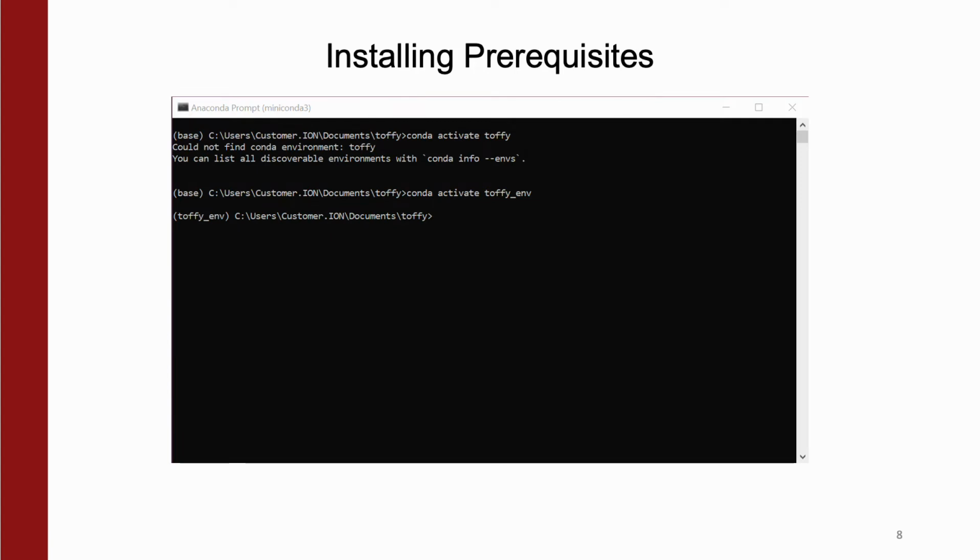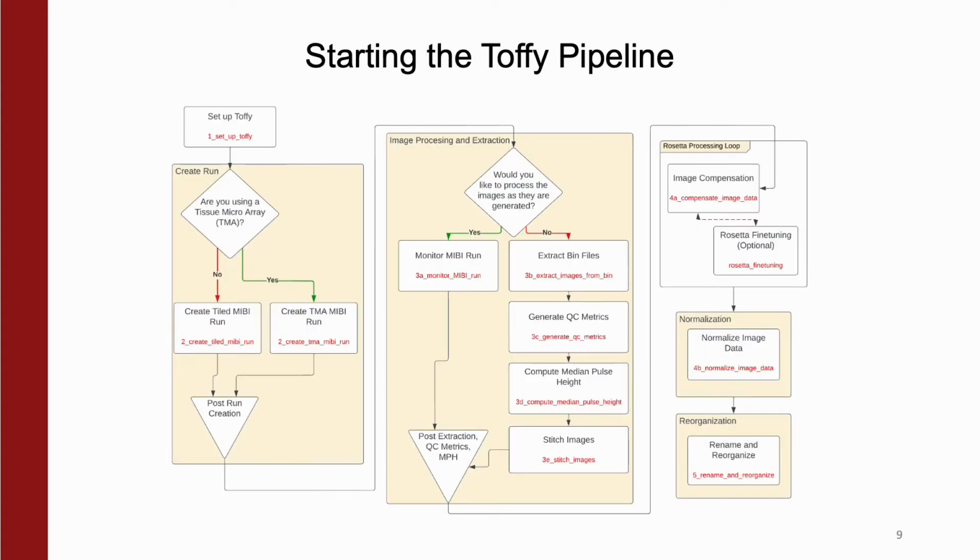Next, you can activate Toffy by typing conda activate toffy_env. However, if you type it wrong, say conda activate toffy, conda will tell you that this environment cannot be found. Once you activate the proper environment, your prefix should go from base to toffy_env in parentheses. Now with Toffy installed, we can start with the first notebook, which sets up Toffy.